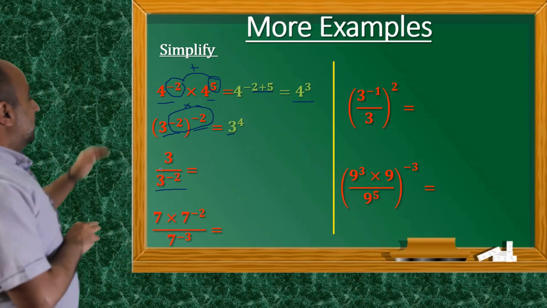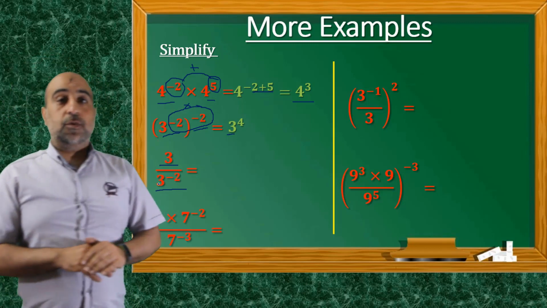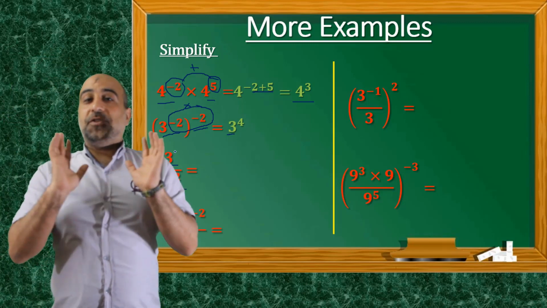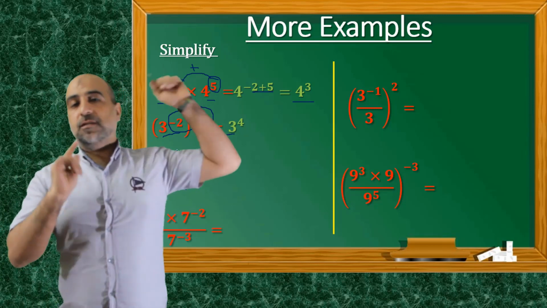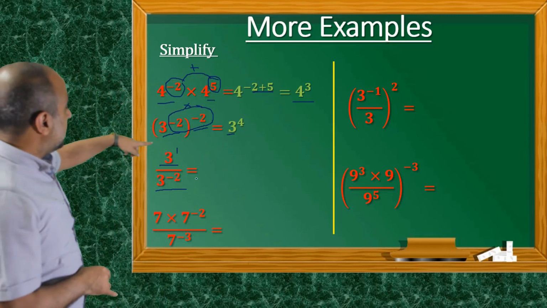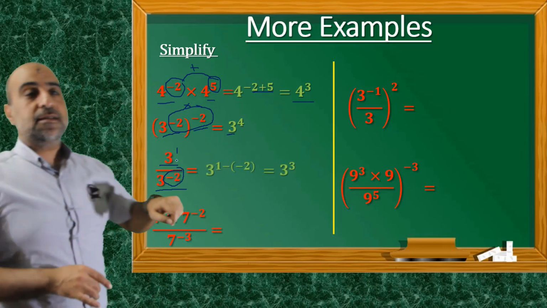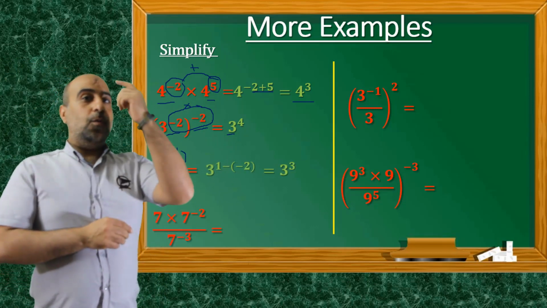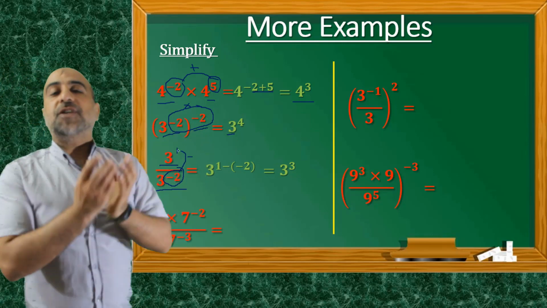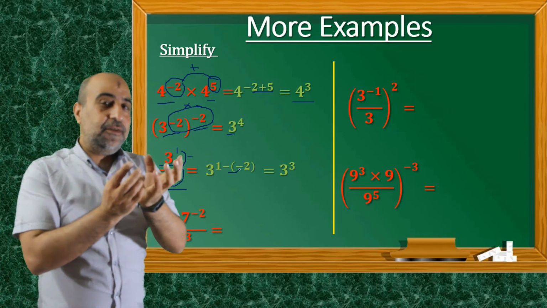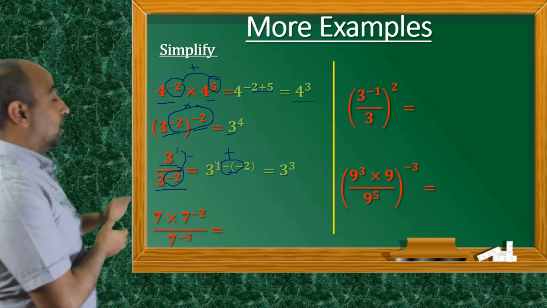Now 3 over 3 to the power of negative 2. The bases are equal, which is 3. Now, it's a division, so we will subtract the two powers. 3 is to the power of 1, and over 3 to the power of negative 2. Then the result will be 3 to the power of 1 minus negative 2. Minus negative 2 is positive. Minus negative is positive. Then the result will be 3 to the power of 3.